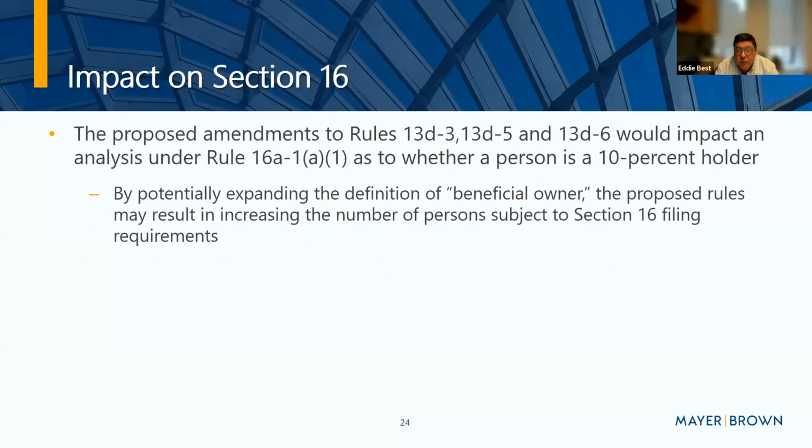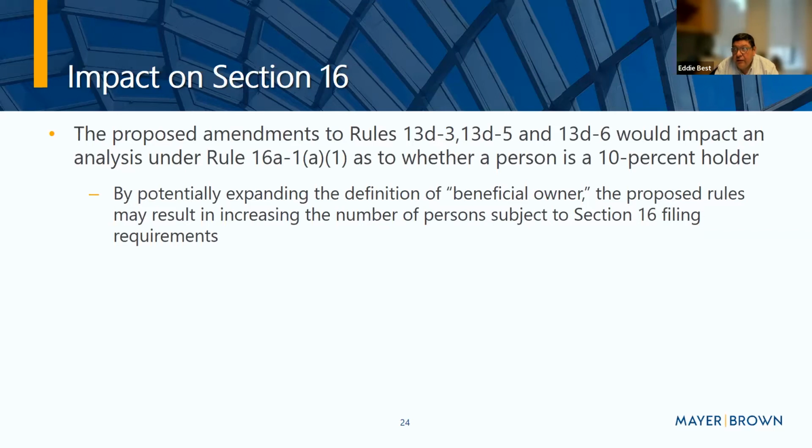So for those of you who aren't familiar with Section 16, Section 16 of the Exchange Act requires directors, officers, or really executive officers, and 10% stockholders of publicly held companies to report their beneficial ownership of registered equity securities, as well as changes to beneficial ownership. Section 16 is an entirely different reporting regime than Section 13D, and really works hand in hand with Section 16B, which are the short swing profit recapture provisions.